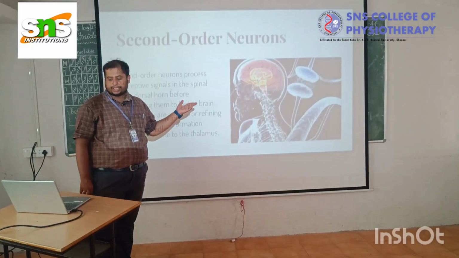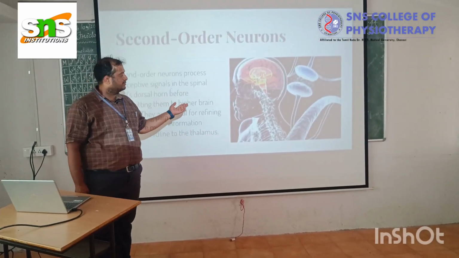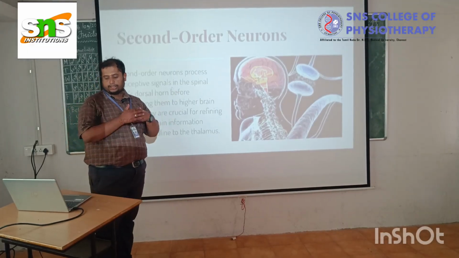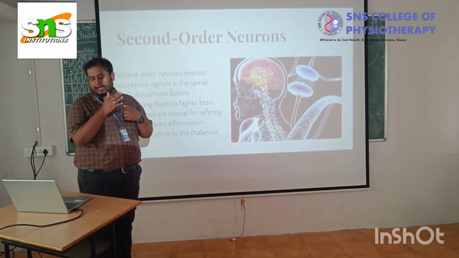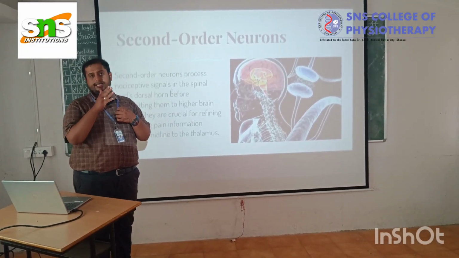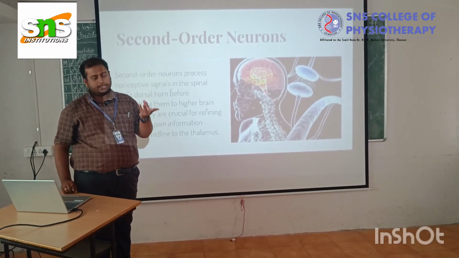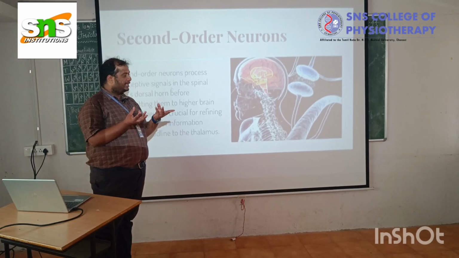It is called the second order neuron. The second order neuron receives the pain from the nociceptors to the spinal cord. Then it takes the pain towards the dorsal horn and towards the higher center. The higher center is the brain, where the brain perceives the pain.